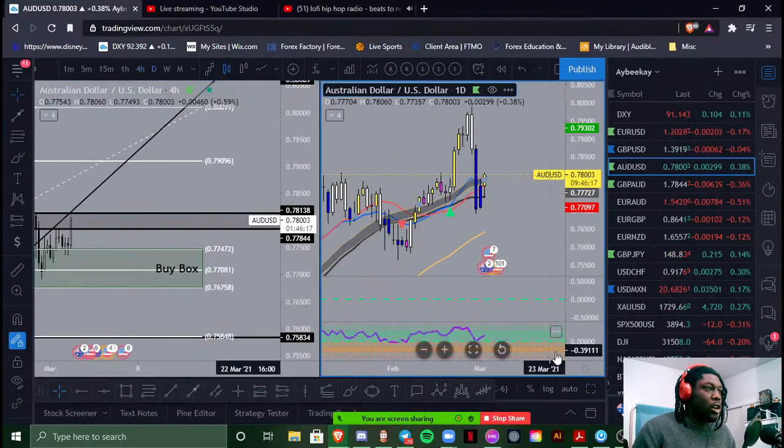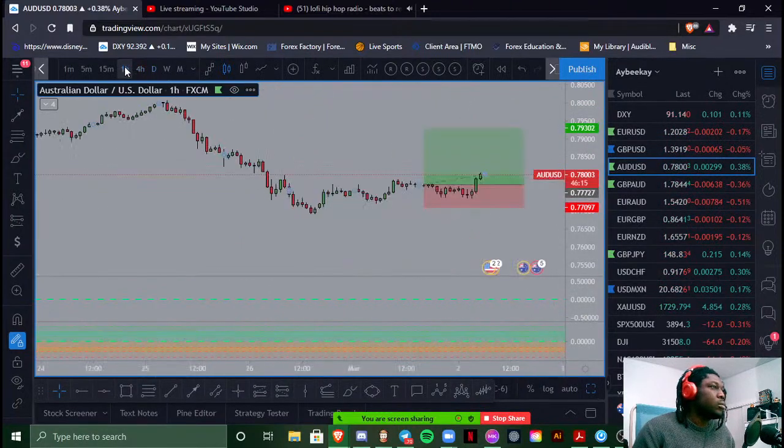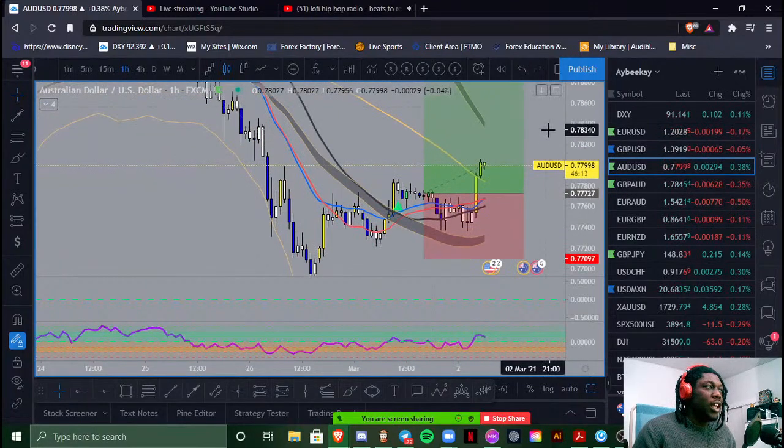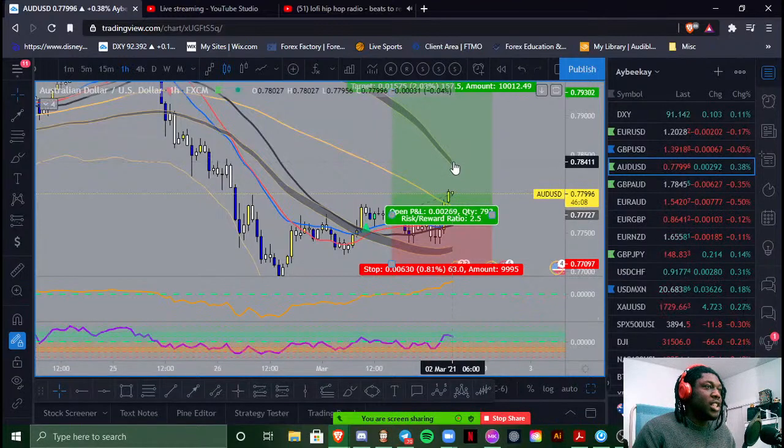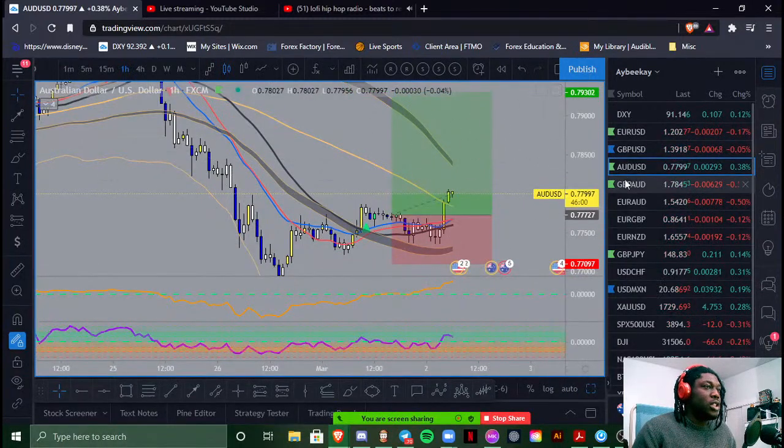AUDUSD, I called it on arbitrage if I'm not mistaken. Yep, and it is currently going in profits. Gonna wait and see what it does at 0.78411 before I set stop loss to break even or anything like that. So AUDUSD is in profit.